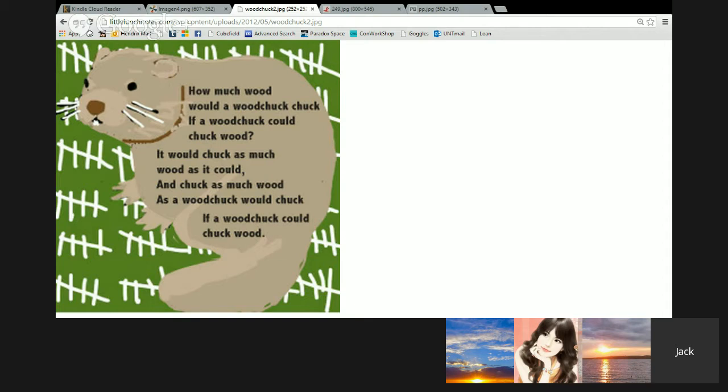Okay. So whenever you're ready. How much wood would a woodchuck chuck if a woodchuck could chuck wood? It would chuck as much wood as it could, and chuck as much wood as a woodchuck would chuck if a woodchuck could chuck wood. Good. There was definite improvement. It was challenging, so we will come back to this one before it's over.